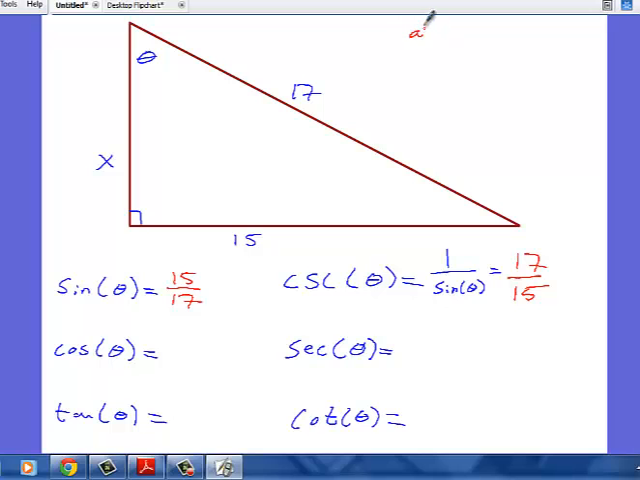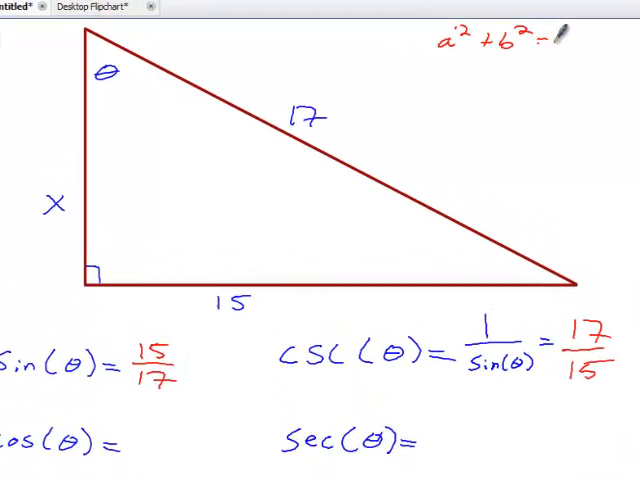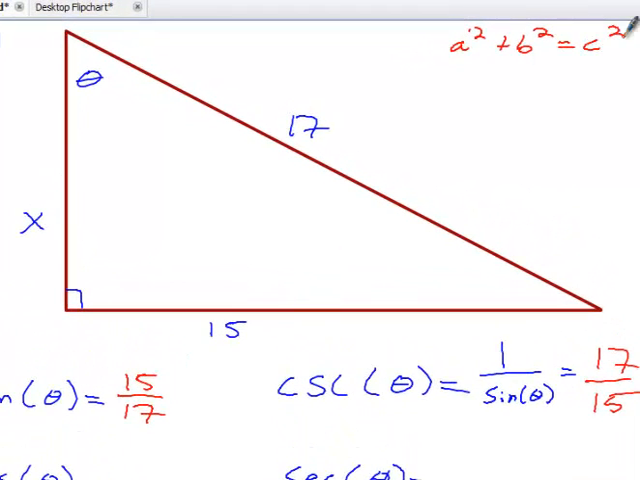So, which side is my A? Does it really matter? Kind of. It can't be the hypotenuse, right? It's got to be one of the legs. So it can be X or it can be 15, but the A and B have to touch the 90. I don't care what order you go in, but A and B are legs, which means that they have to be touching that 90 degree angle.